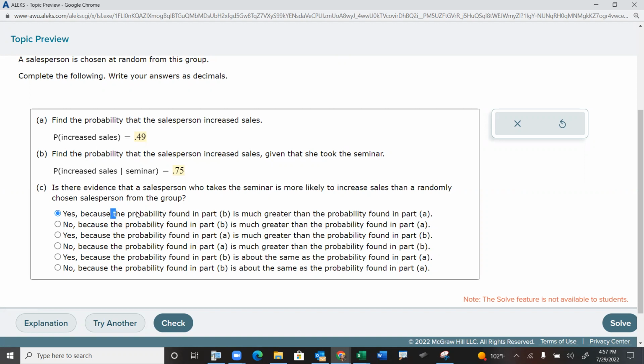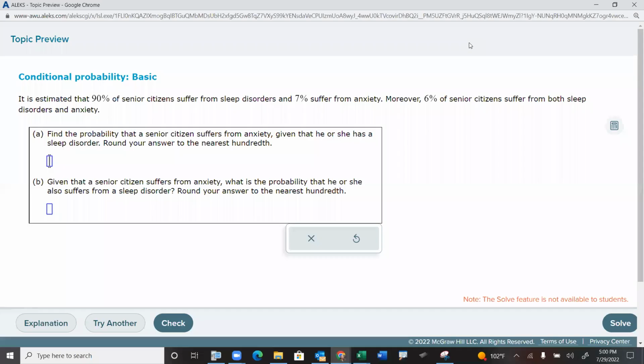Now you might ask, how much more does this have to be than this in order to be considered much greater? Well, that's beyond the scope of this course, to be honest, and it's not something you're going to have to worry about. Anyway, that's how it's done.